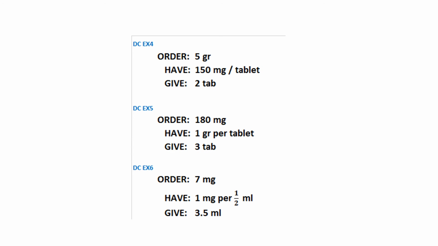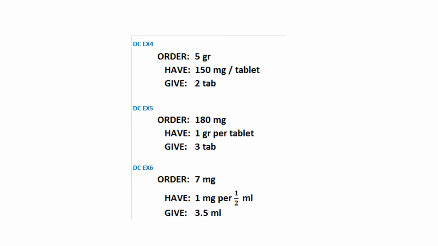Here we have 3 more examples. The order is 5 grains of a drug. We have 150 milligrams of that drug per, that's what that line means, tablet. How many tablets? Well, let's convert grains to milligrams. 1 grain is 60 milligrams. 5 times 60 is 300. So we have 300 milligrams over 150 milligrams per 1 tablet. So that would be 2 tablets. So we converted the top unit to the bottom unit, grains to milligrams.